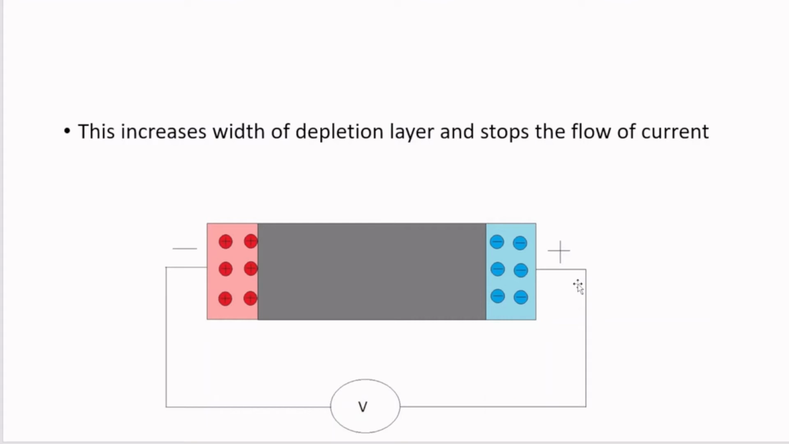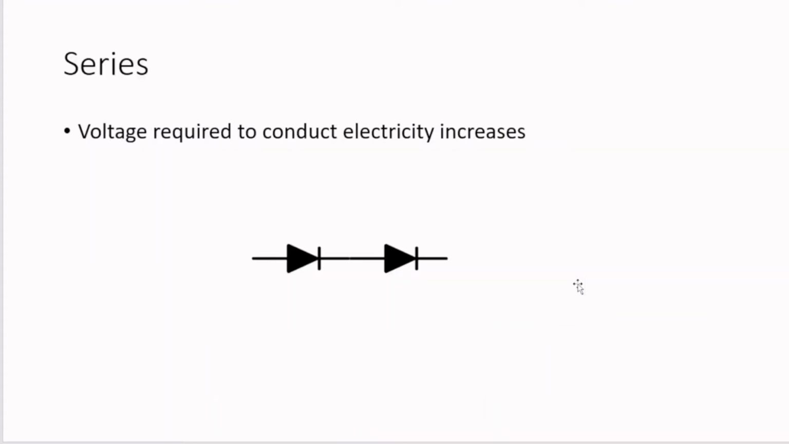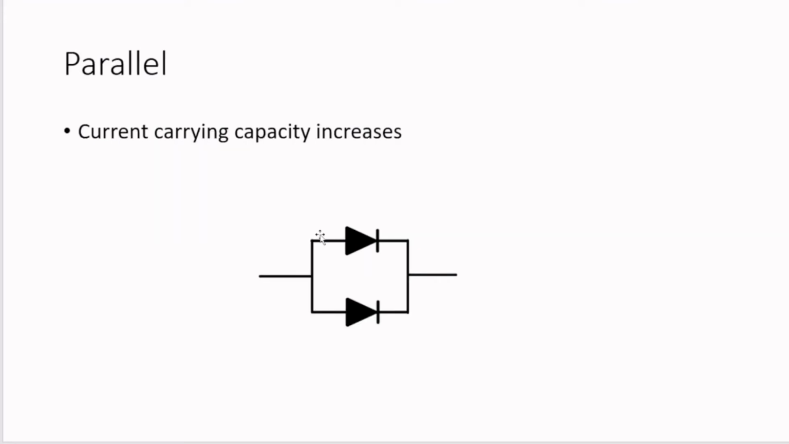Now let's see what happens when we connect diodes in series and parallel. If you connect two diodes in series, the voltage required to conduct electricity increases. That means you need more voltage, which would be the sum of the threshold voltage required for one and the threshold voltage required for the other. Now, what happens in parallel is the current carrying capacity of both diodes increases.